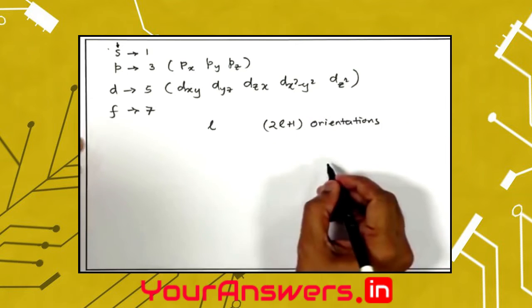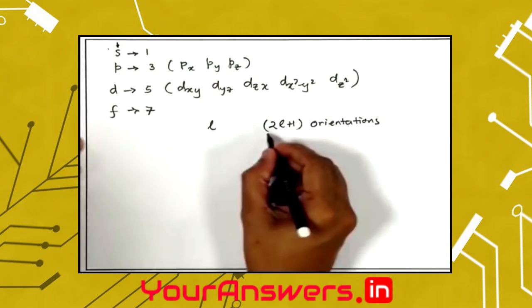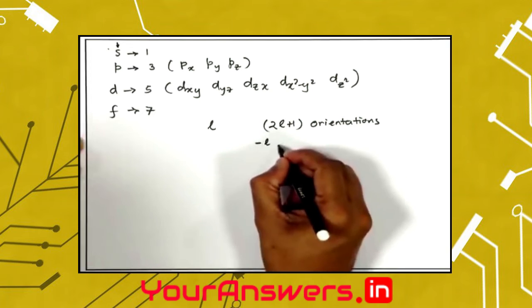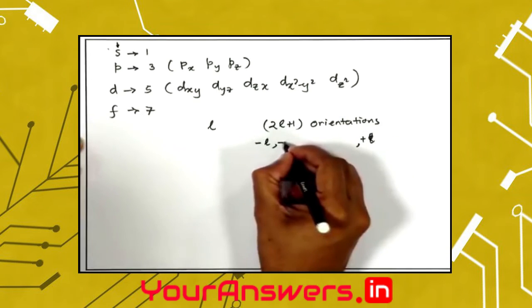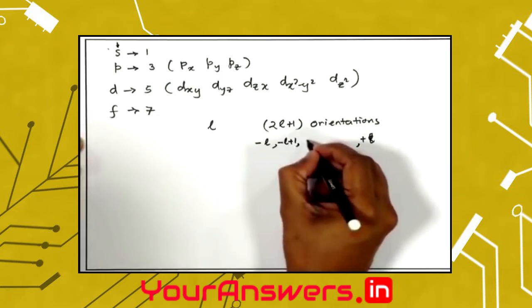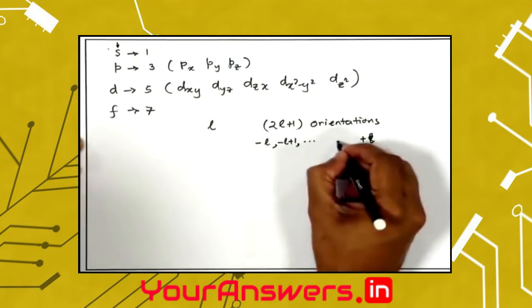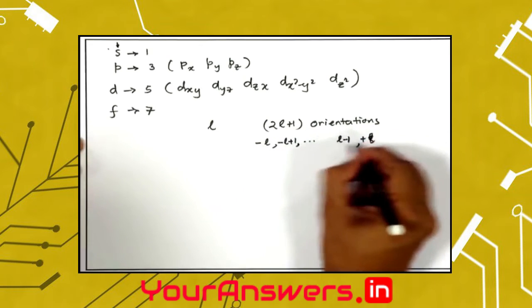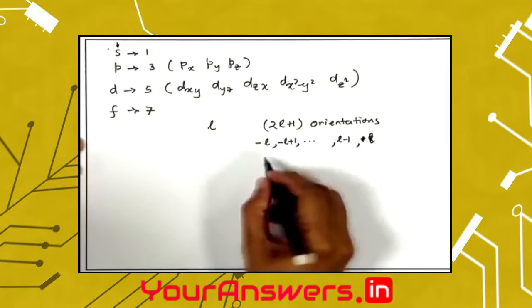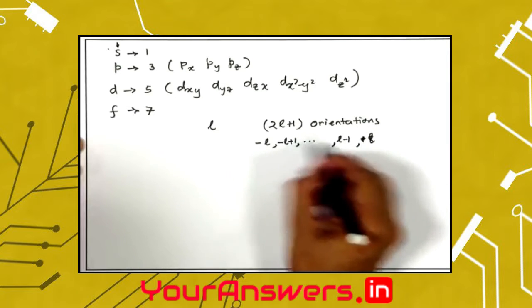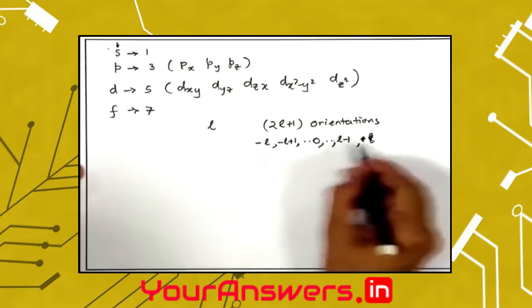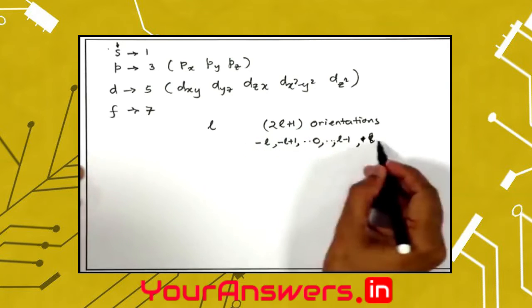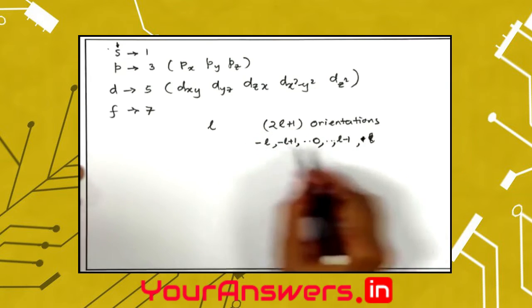And what are the values of these 2L plus 1 orientations? They go from minus L to plus L in steps of 1. So, minus L, then minus L plus 1, and so on up to L minus 1 and L, with 0 in between. This way there are 2L plus 1 different orientations starting from minus L to plus L.